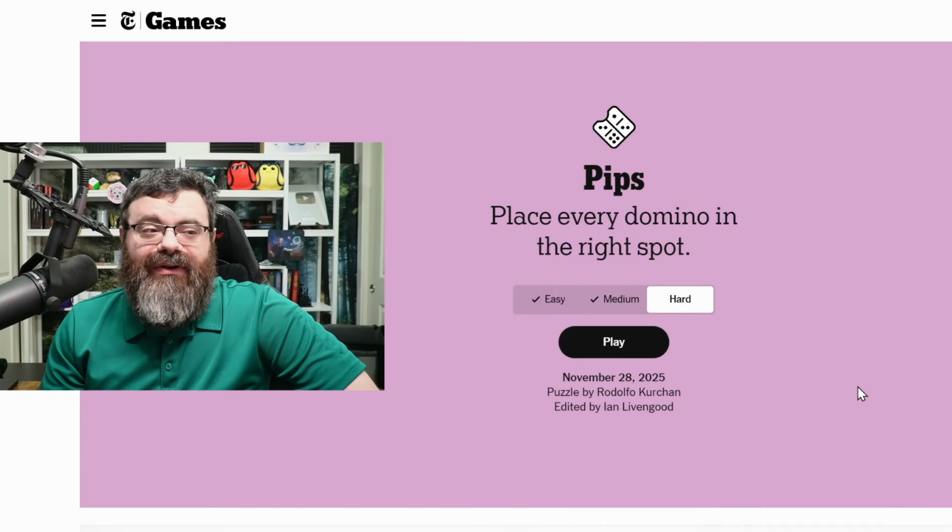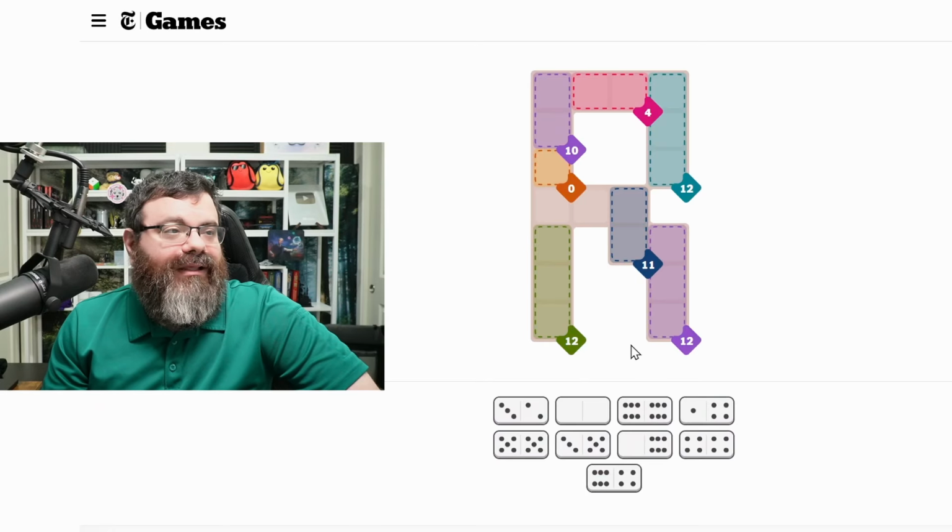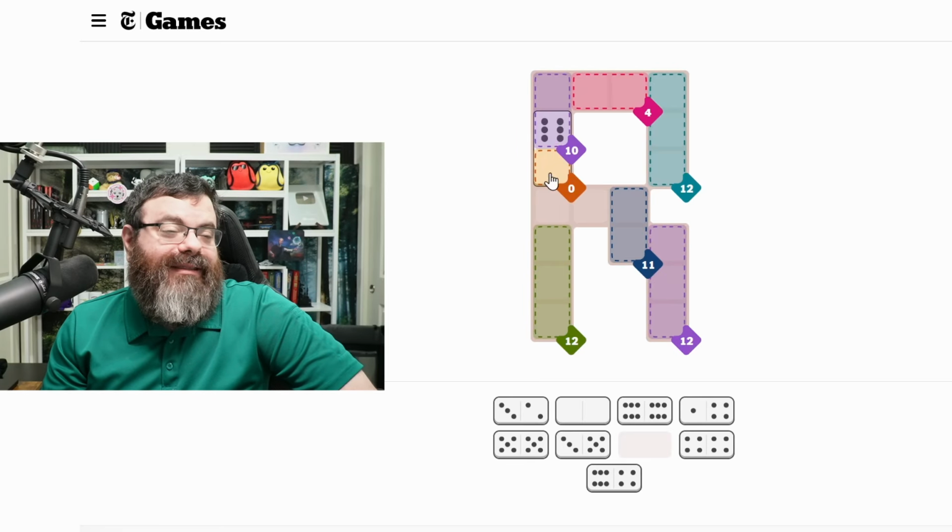Hello, let's do the hard pips for Friday, November 28th. Let's play. We have 2 blanks that could go in this 0. It feels like we should do the blank 6, but actually let's look at the geometry here. We have a domino here, a domino here, a domino here, and a domino here. Yeah, so I want to do the blank 6 up because that's where a domino has to go. And so now this has to be a 4.